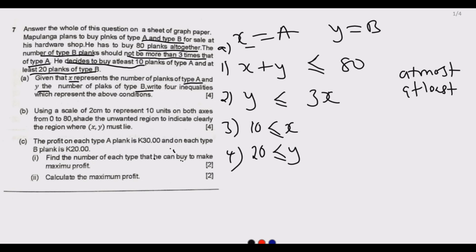So y should be 20 or greater than. So basically, these are the 4 inequalities that were asked to derive. So out of 12, we would have gotten these 4 marks. Let us go to B.